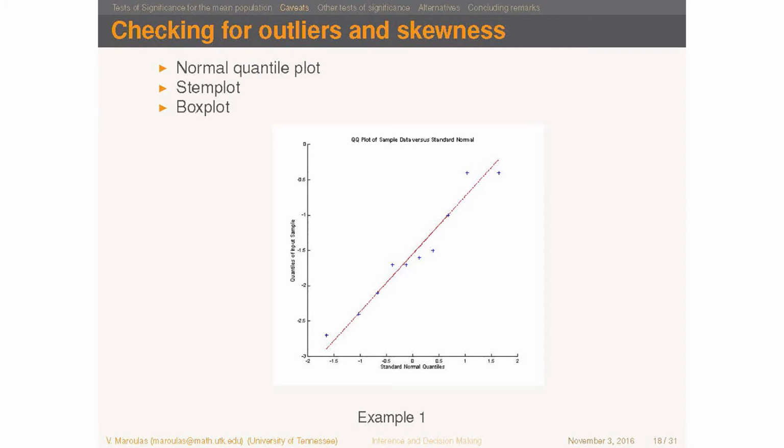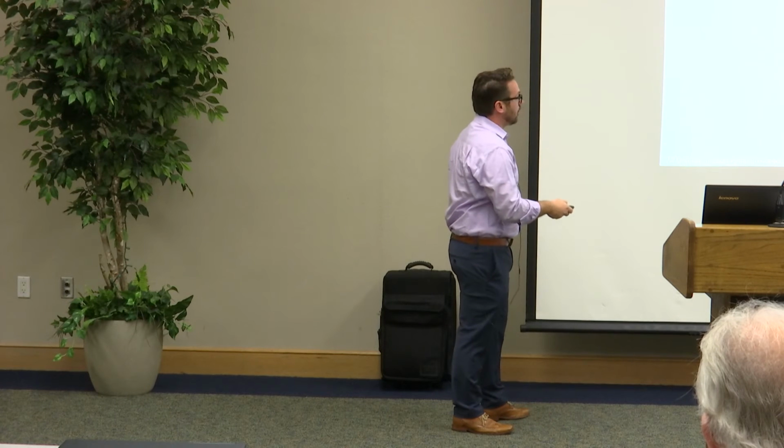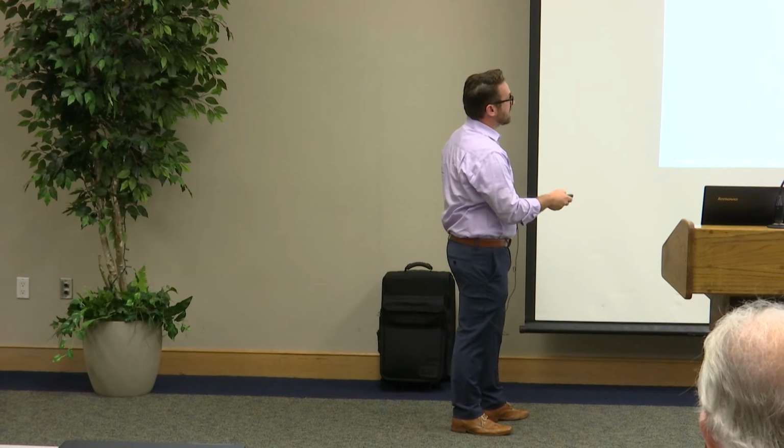What is on the X-axis are the theoretical quantiles of the distribution, and what is on the Y-axis are the quantiles coming from the data. So I'm examining my data against some theoretical distribution. If there is a perfect agreement, then everything would lie across this red line. Basically, if these two distributions were exactly identical, then I would see all the blue points on the red line.